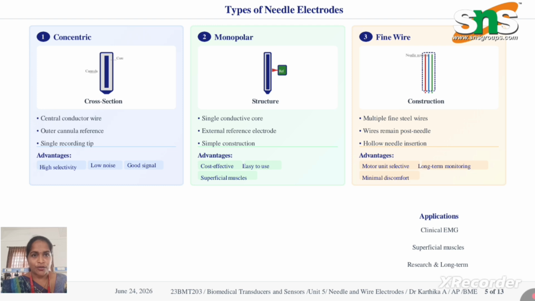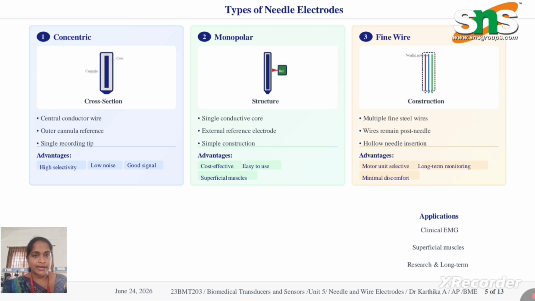See, first one is your concentric needle electrode. Here we have a central conductor wire, outer cannula reference, and a single recording tip. We have only a single recording tip. Compared with this, the monopolar has a single conductive core, external reference electrode, and simple construction. Fine wire has multiple fine steel wires. Wires remain post needle, and hollow needle insertion is also allowed.